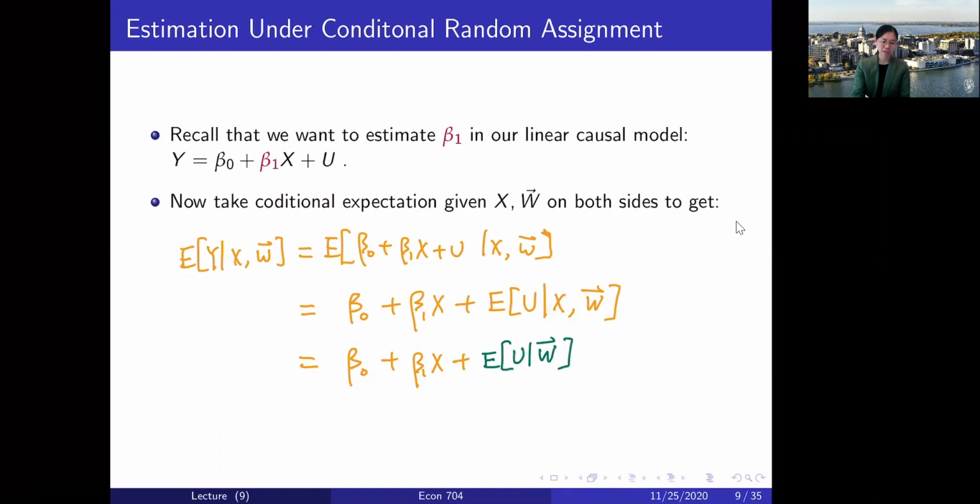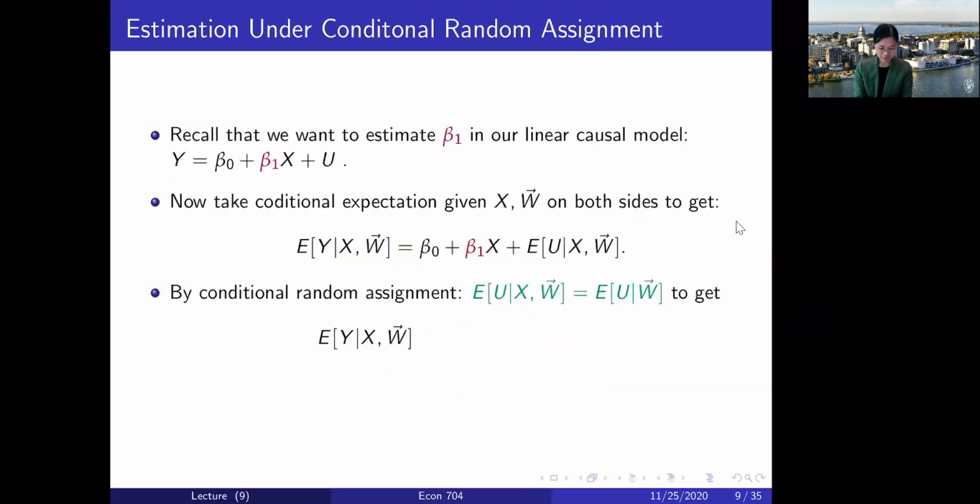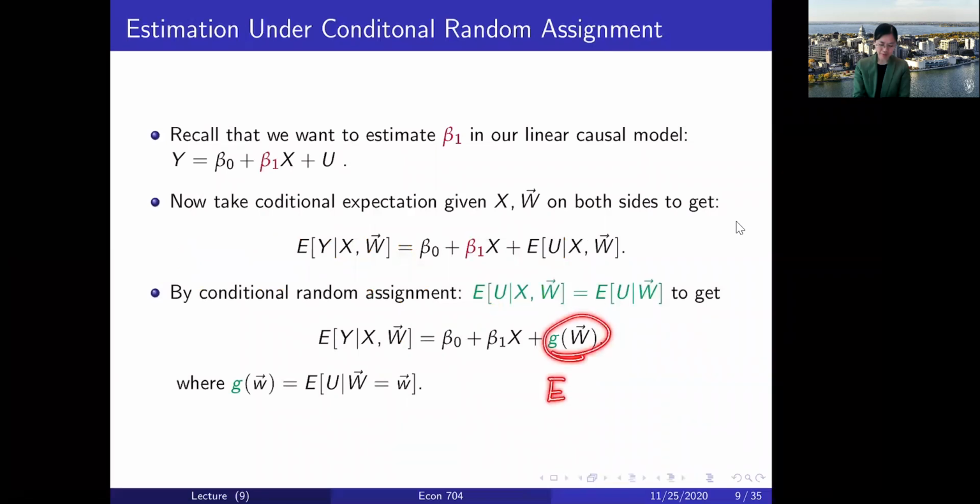So now we have written E[y given x, w] as a linear function of x plus a possibly nonlinear function of w. So x no longer appears here, but this is still a function of w. Okay, so we got this. So that is E[u given w]. So we have written E[y given x and w] as a linear function of x plus a possibly nonlinear function of w.